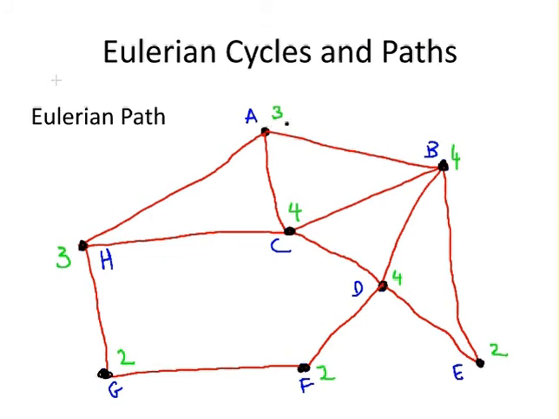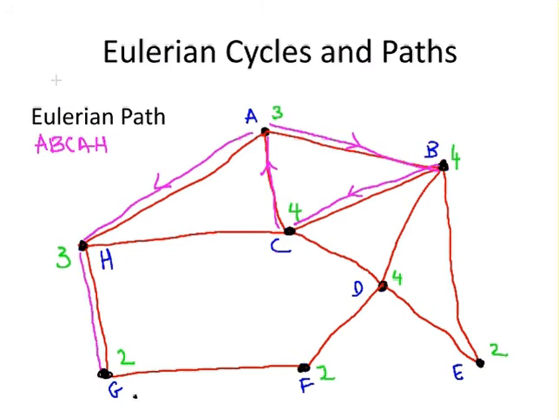So we must start with either A or H. Let's start with A, and we'll go down to B first, then down to C, and we'll go back up to A. Let's make a record of that: A, B, C, A. We'll go down to H, G, F, and D.